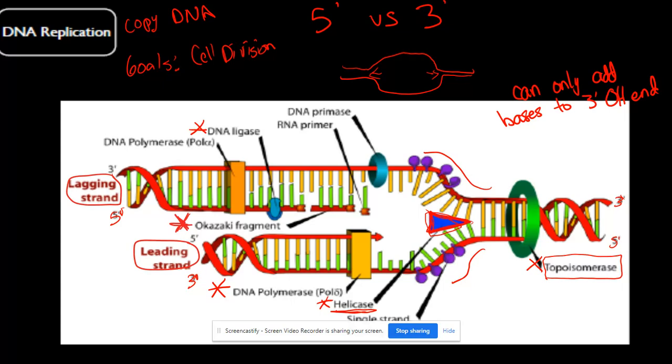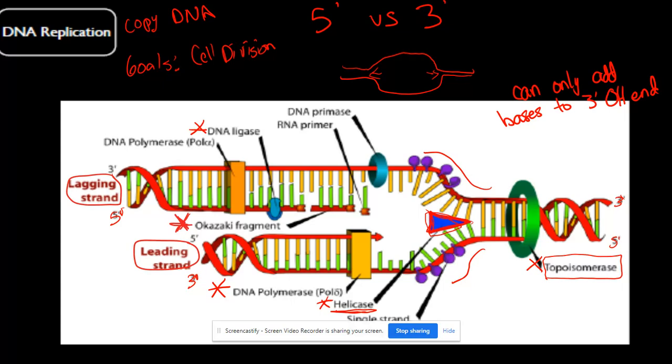If I flip the page and start looking at 16.16, on the opposite side of this you've got what they call a lagging strand. Anytime you hear the word lag, what does lag mean? Yeah, it's slow. It's going to fall behind a little bit. And there is a reason why this is called the lagging strand.